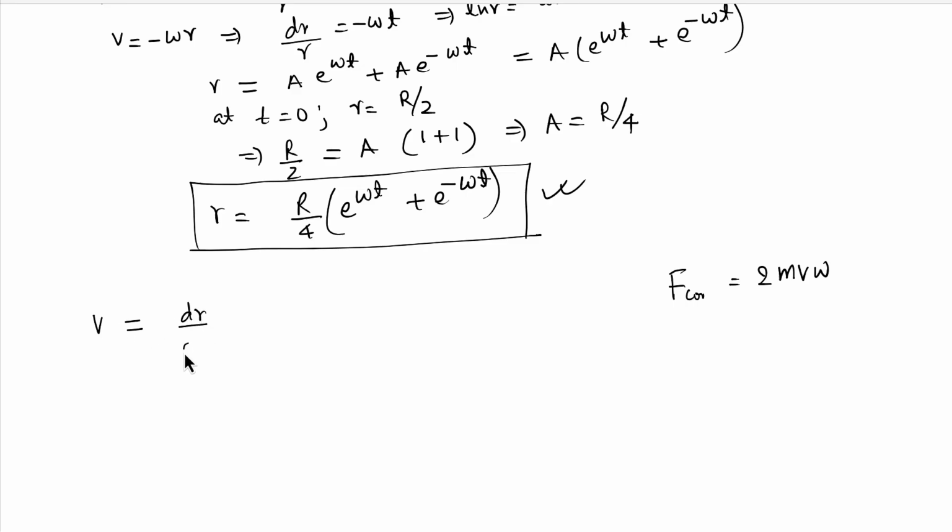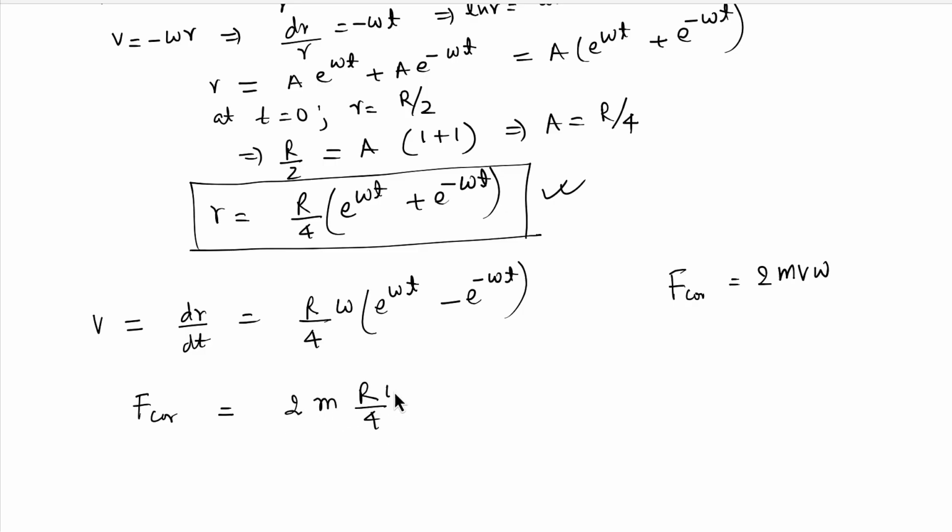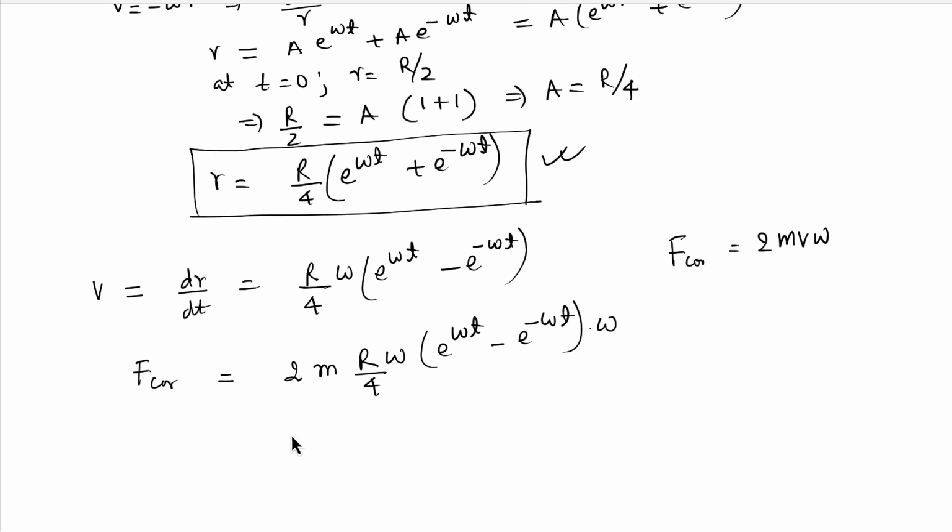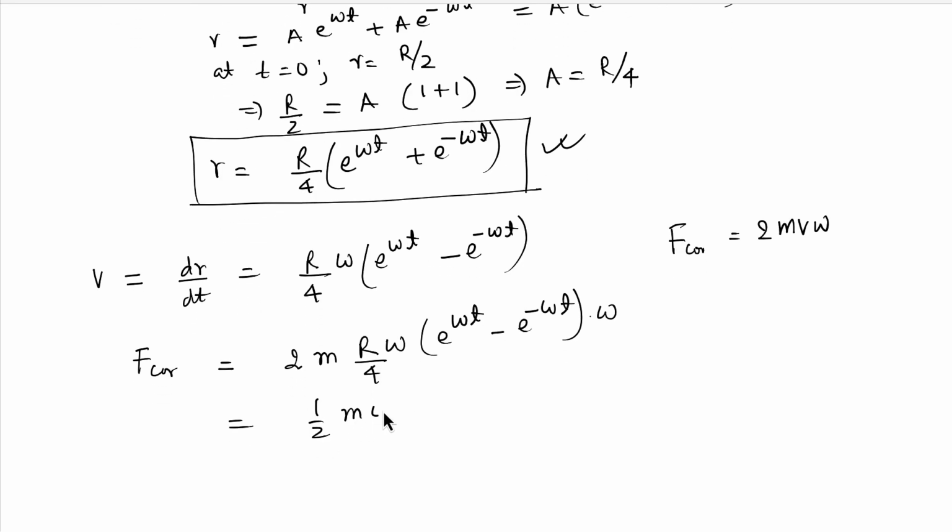V is nothing but dr by dt, and if you use this one, you get r by 4 omega (e^(omega t) minus e^(minus omega t)), right? And so this is the V, so F Coriolis will be 2 m r by 4 omega (e^(omega t) minus e^(minus omega t)) into omega. Okay, so we get half m omega square r (e^(omega t) minus e^(minus omega t)). So this is the magnitude of the Coriolis force.